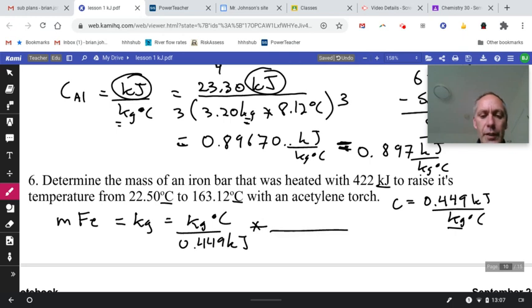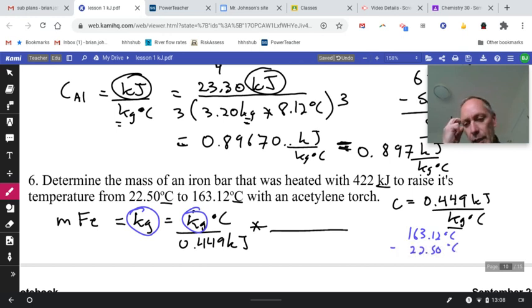times. Okay, what am I doing here? I want kilograms. And I've got it, so I got to get rid of degrees Celsius, so I put it on the bottom. Oh, I got to do some math here. 163.12 degrees Celsius minus 22.50 degrees Celsius. What is that? 140.62? Yeah, 140.62 degrees Celsius. And it's 2 decimal places, 2 decimal places, 2 decimal.